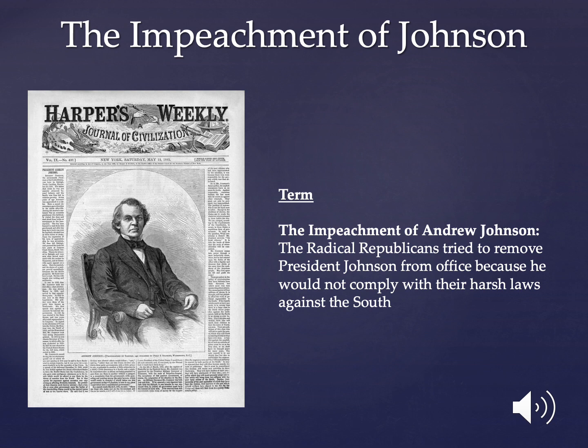In order for this to happen, both the House and the Senate had to vote and decide that he was guilty. For 2 months in 1868, Andrew Johnson was put on trial and many people came to see it. The House voted to impeach him, but when it reached the Senate, they fell one vote short, allowing Johnson to finish his term.